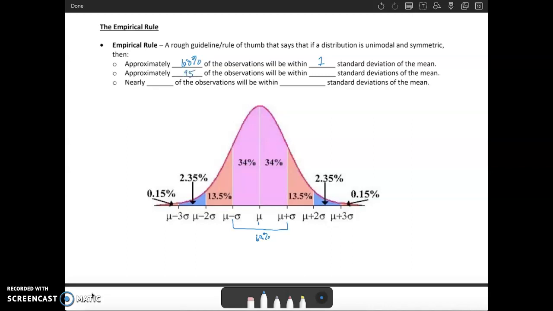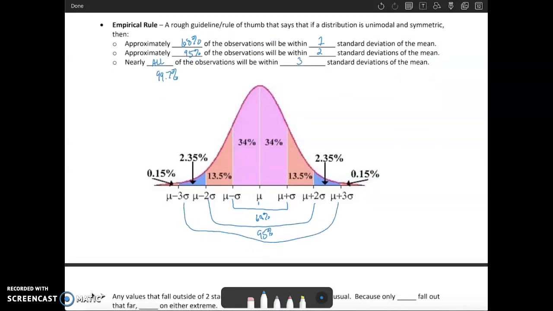Approximately 95% of observations are within two standard deviations of the mean. And nearly all, or 99.7% of the observations are within three standard deviations of the mean.